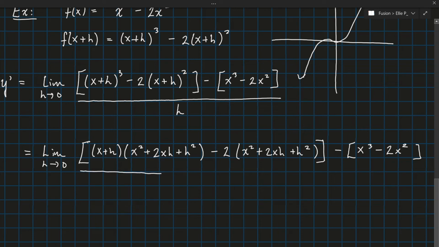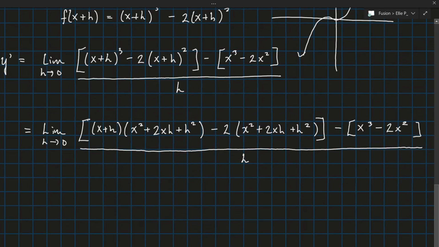Like I was telling you, I'll probably put one like this as a bonus on the test. It will not be this long, don't worry. It'll be a little bit shorter. Okay. All right. And then if we FOIL this first one out, what will that give us?